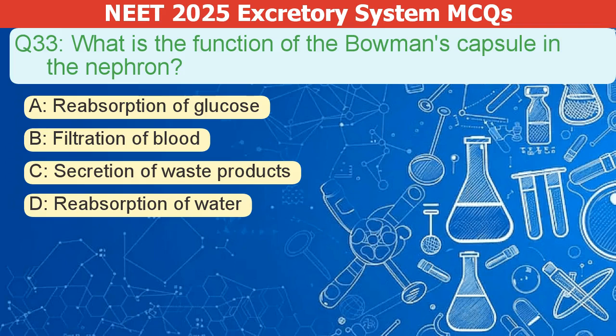What is the function of Bowman's capsule in the nephron? A. Reabsorption of glucose. B. Filtration of blood. C. Secretion of waste products. D. Reabsorption of water.